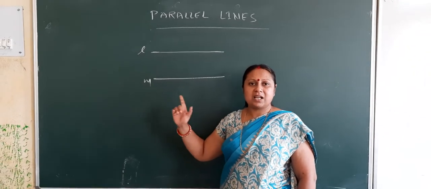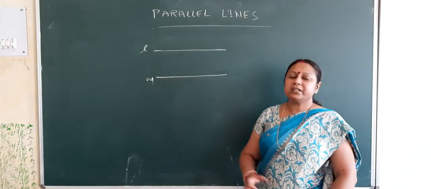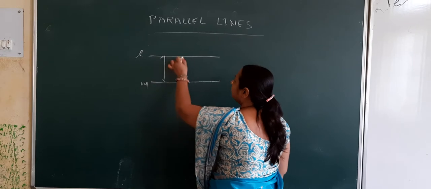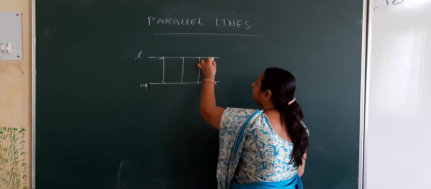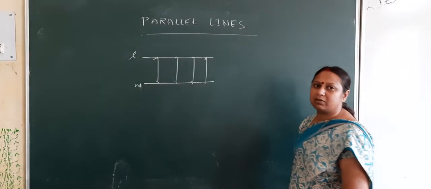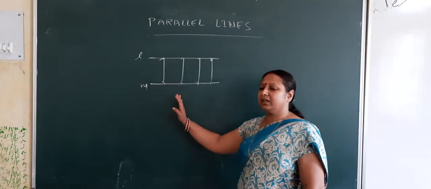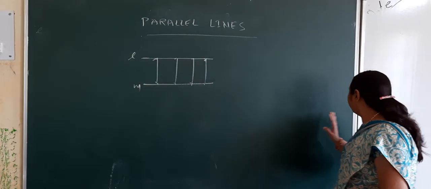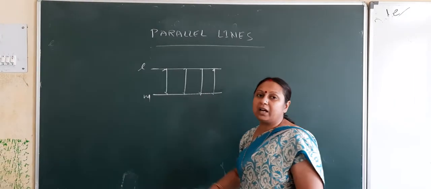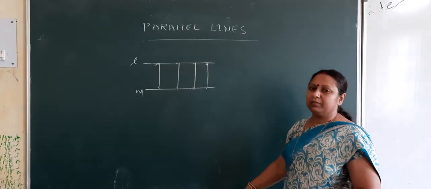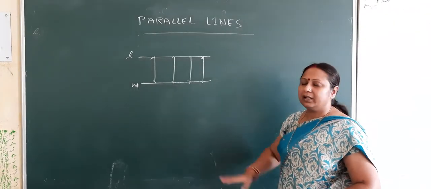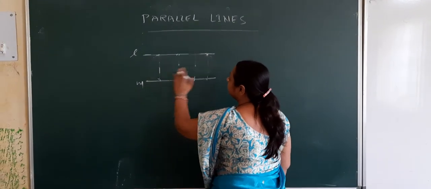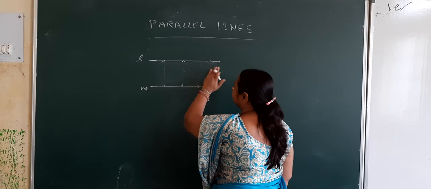A pair of lines are said to be parallel if the distance between these two lines is constant. So when you measure the distance between these two lines anywhere, you find the distance is the same. That is parallel lines. For example, the opposite edges of a bench, a desk, see this board. The opposite edges of this board are parallel. See here, top and bottom. So parallel lines are a pair of lines in which the distance between them is constant.